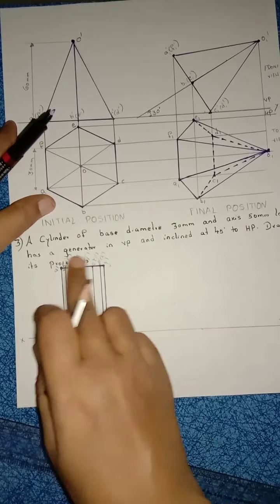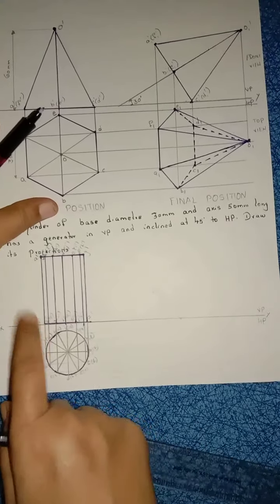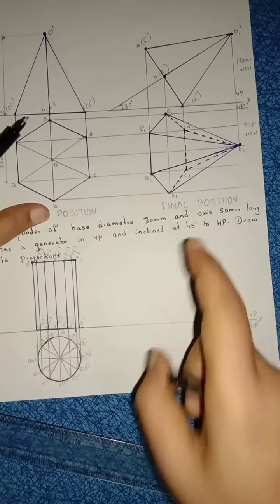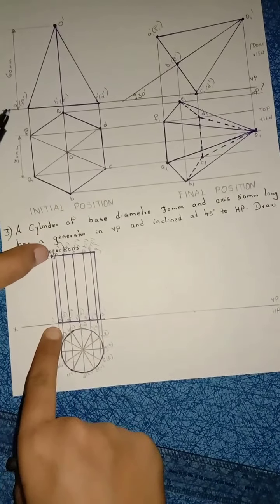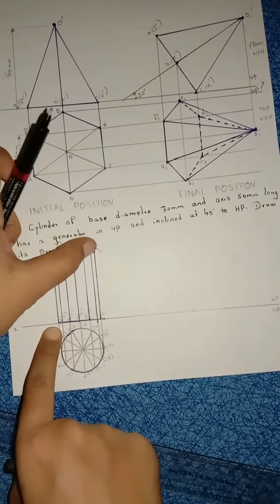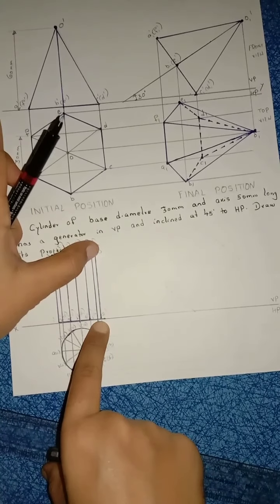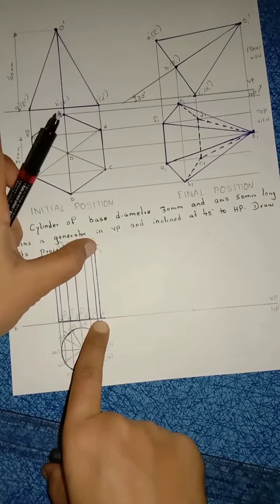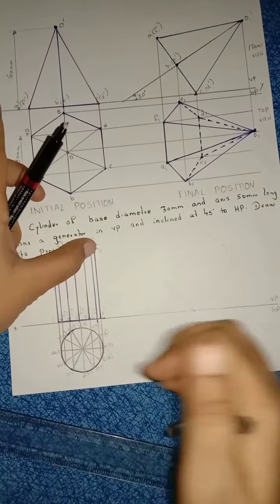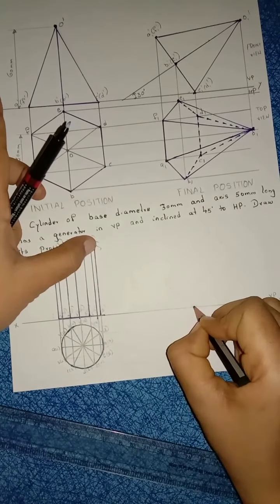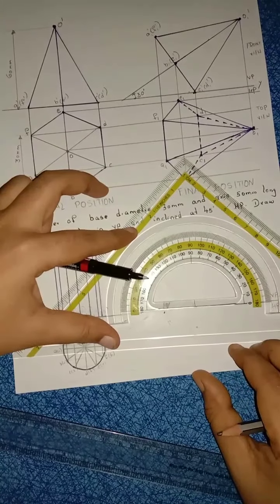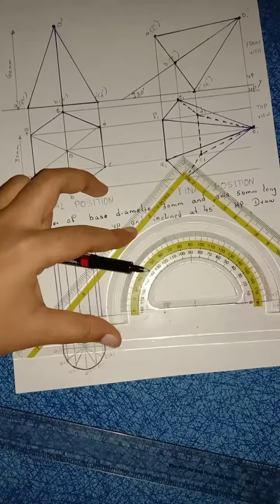Axis 50 mm long has a generator in VP. Now the generator is in VP, inclined at 45 degrees to HP. So take any one generator. A dash 1 dash is your generator, G dash 7 dash is your generator. I am taking this G dash 7 dash generator. I am marking a point on the reference line and placing my protractor on that reference line, marking a 45 degrees angle.